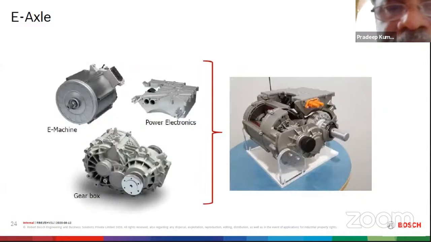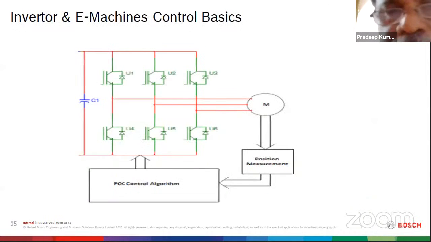This is an e-axle, another component, where the e-machine plus power electronics plus the powertrain unit can be integrated together into a single unit. This is another component. And I'm almost reaching the end of the presentation.